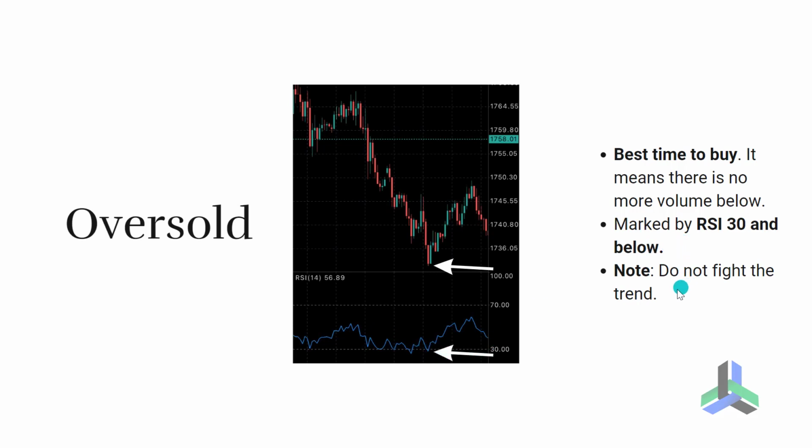Just like the overbought, do not fight the trend. When the market goes down that way, take note, it can continue going downwards. It doesn't mean that when you see the market at RSI 30, you can just safely enter a buy at that point. You still have to be patient with the market and see what happens afterwards.